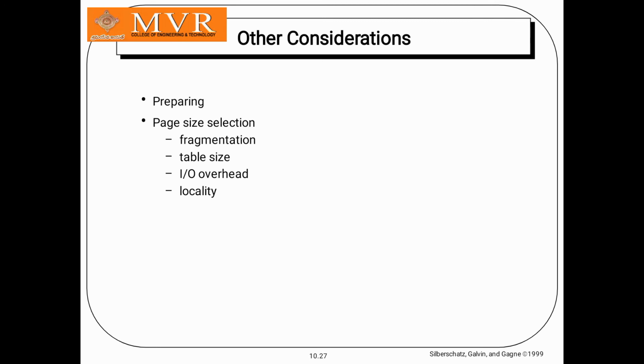Other considerations are prepaging and page selection, fragmentation, table size, input output overhead, and locality. So these all are the other considerations.